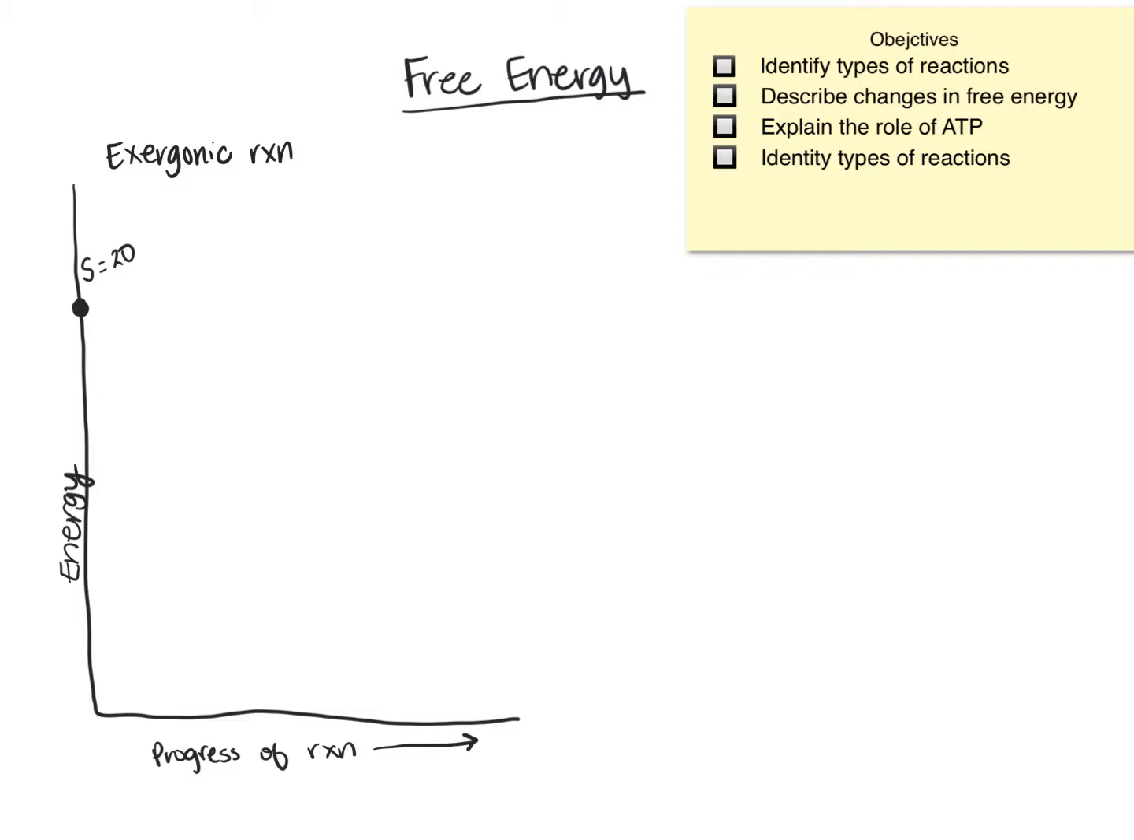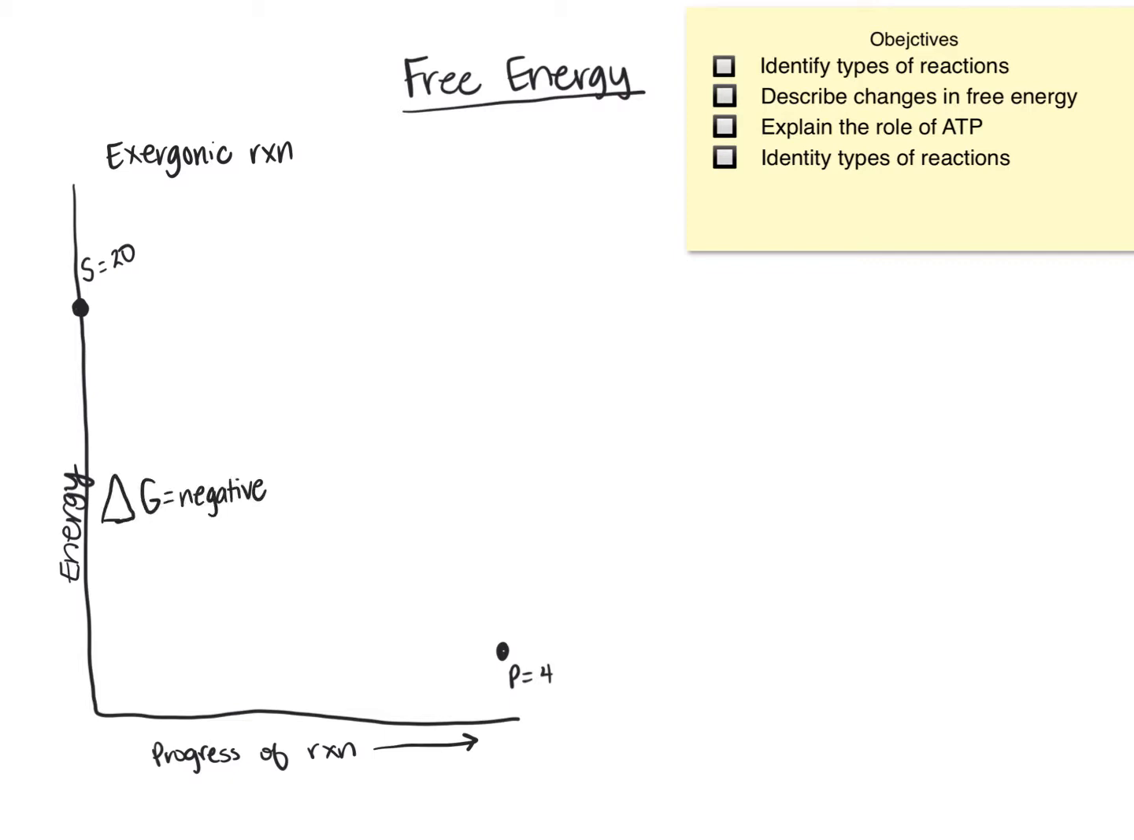And the product in an exergonic reaction has less energy than the substrate. So I'm just going to say 4 as a random number as the amount of energy that's in the products. And so you can see that when we calculate the change in energy, which is the final minus the initial, we get that change in energy to be negative. So in this case, it's negative 16, but that's just our example. So what we would write is that the delta G, or change in free energy of the reaction, is negative.